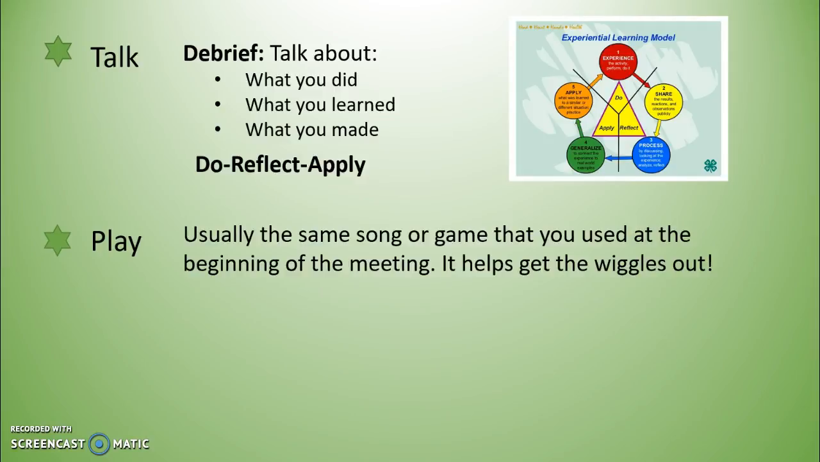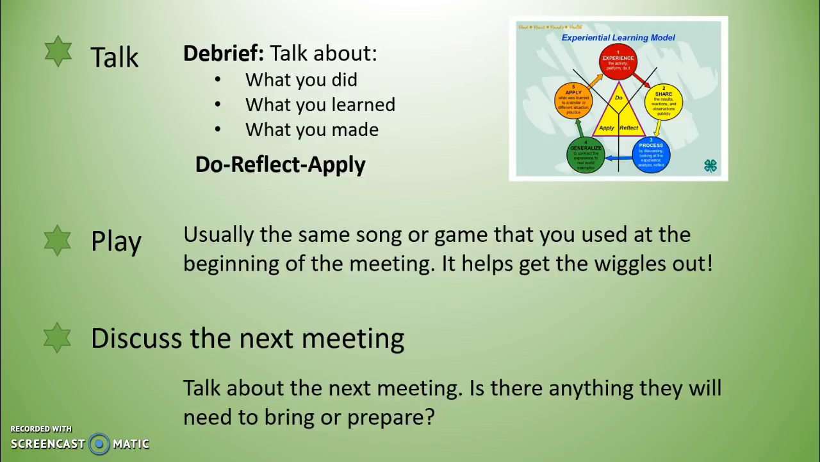And then play again. Usually the same song or game that you used at the beginning of the meeting. It helps get all the wiggles out. And then discuss the next meeting. If you need to give them something that they will need to bring or prepare, you might send them a note, take a note with them, email them, text the parents. Just make sure that everyone is prepared for the next meeting. So this gives you kind of an overview of some ideas on how to run a Cloverbud meeting.